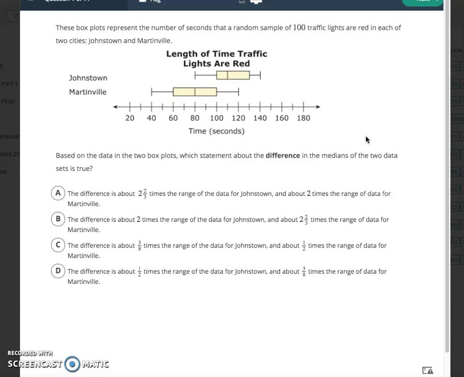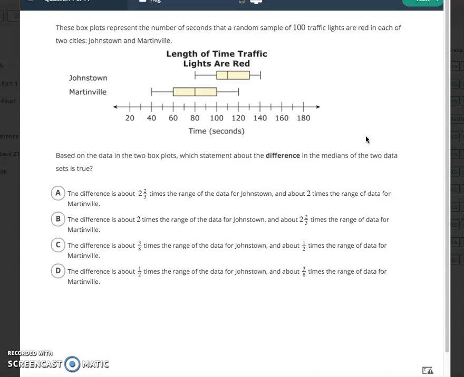Now, your book, just an FYI, doesn't really go into analyzing box plots. It basically just has you make them. So that's why I just wanted to give you a few questions like this to kind of think about, kind of reading them.